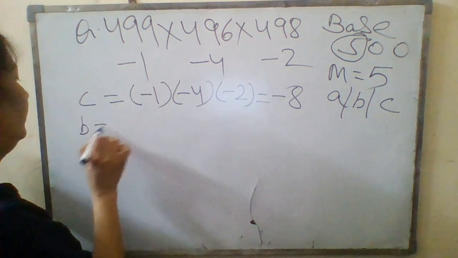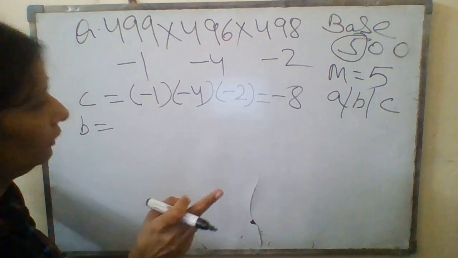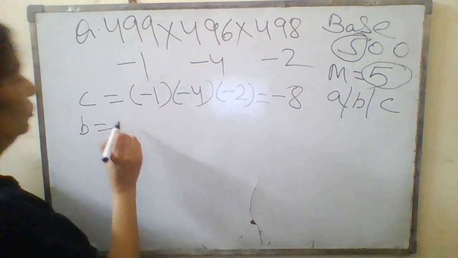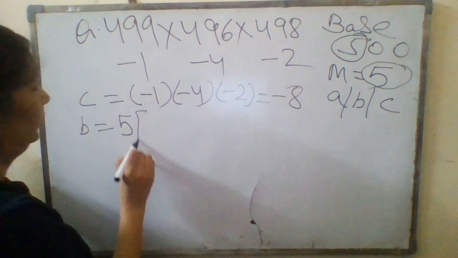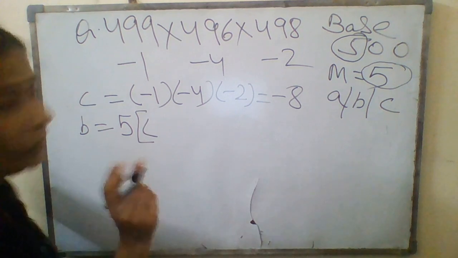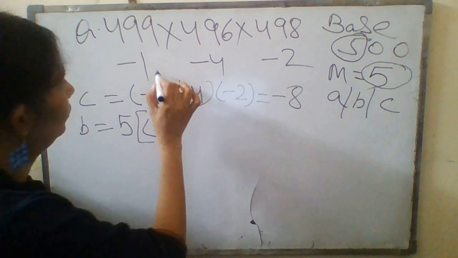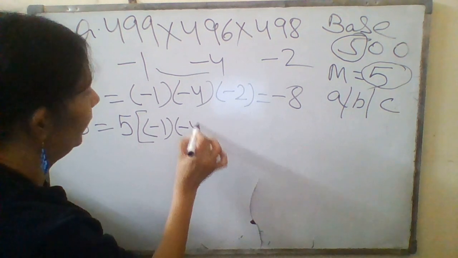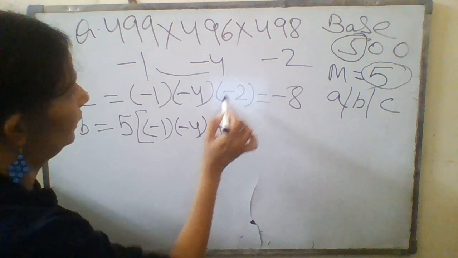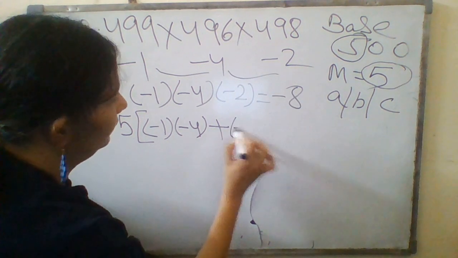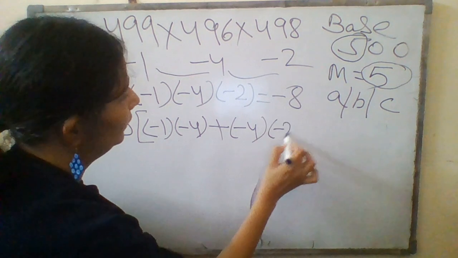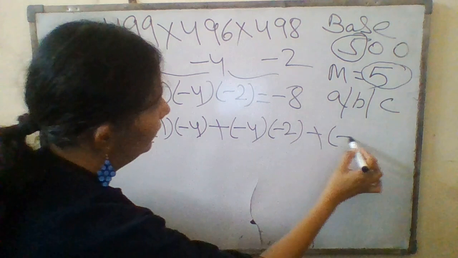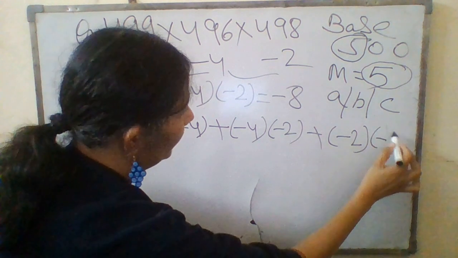Now you have to find out the value of B. See, look here carefully, because here the multiplier is 5. Okay, so write down 5. Now in this bracket you have to multiply two terms. What are the first 2 terms? This minus 1 into minus 4, then plus, what are the next 2 terms? Minus 4 into minus 2 plus, what are the next 2 terms? See, this minus 2 into minus 1.